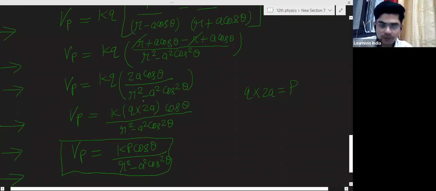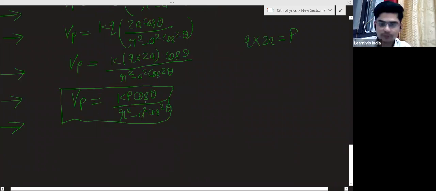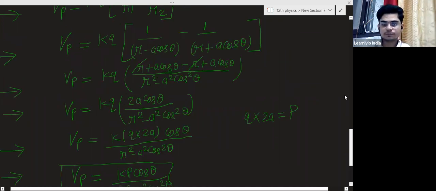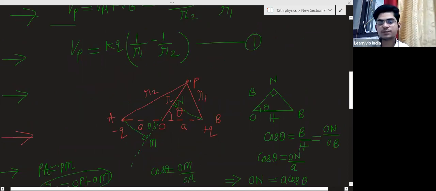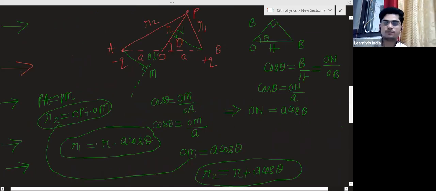So this is the expression for the potential at point P due to dipole, which is at a distance r from the center. Okay, so this is our final expression.